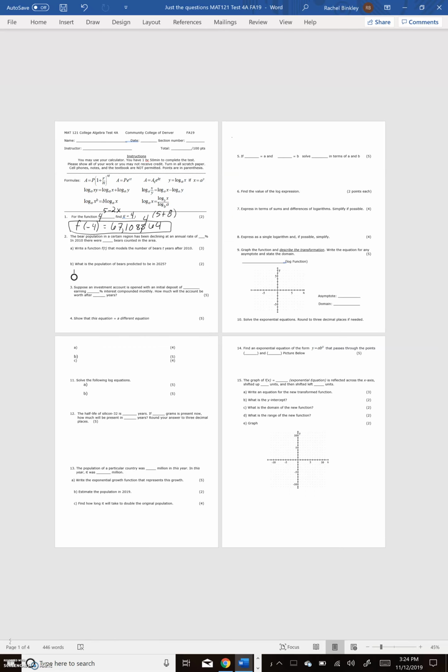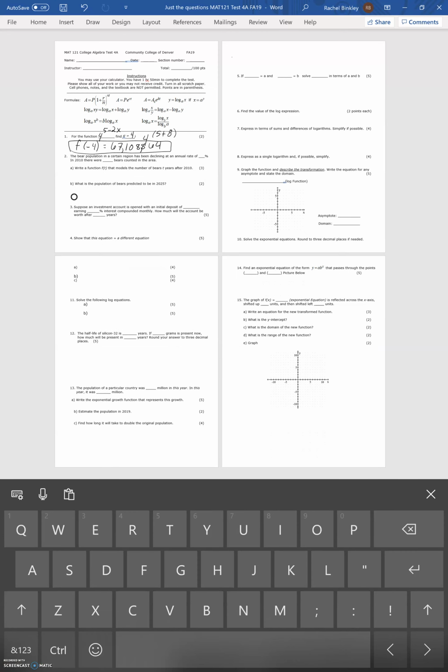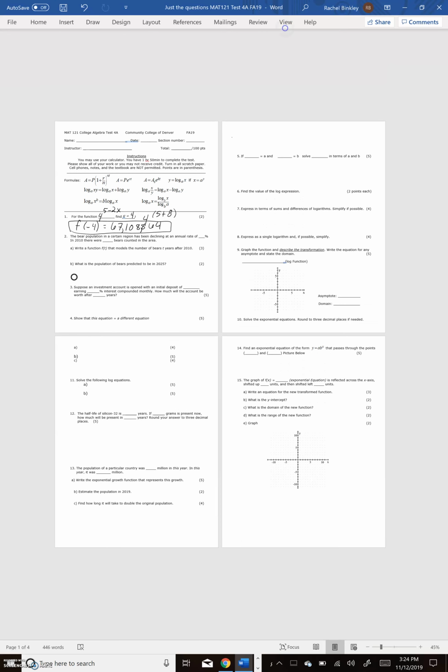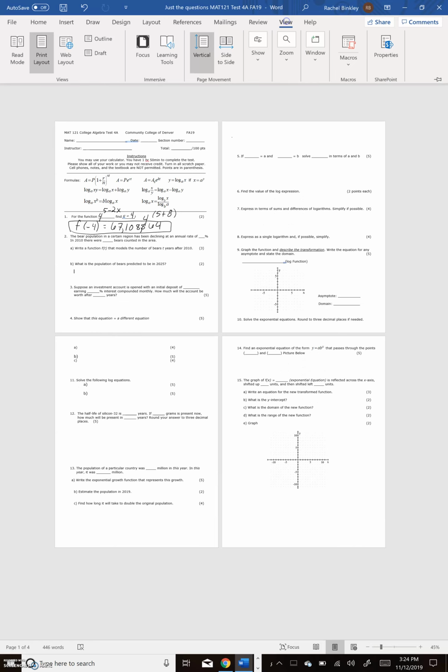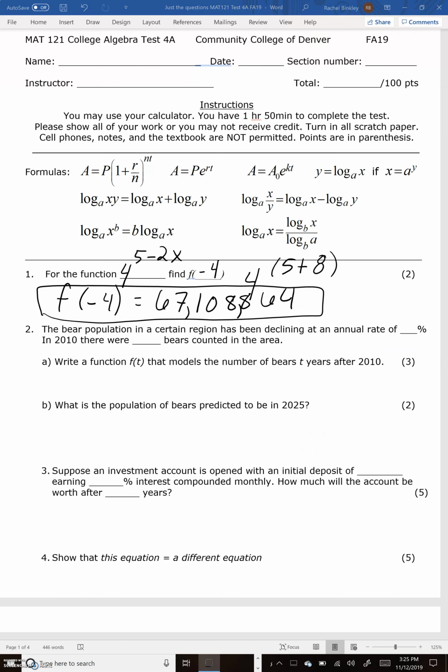Now, sorry, you guys. Hold on. Oh, no. How do I get it back? Print, layout. All right, sorry you guys, we're just gonna roll with this.